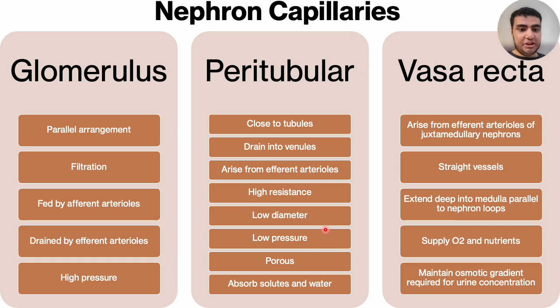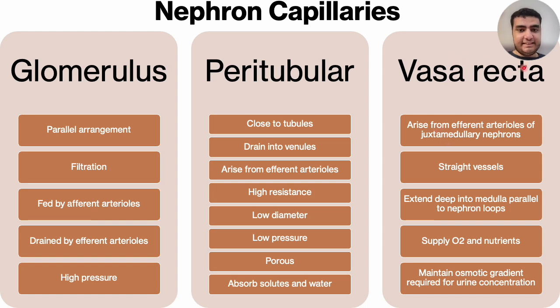Then we have the peritubular capillaries, which come out in the cortical nephrons from the efferent arterioles. They have a low pressure and low diameter, and because usually pressure and resistance are inversely proportional, they have a high resistance. They allow for absorption of water and solutes, and they arise from the efferent arterioles and drain into venules.